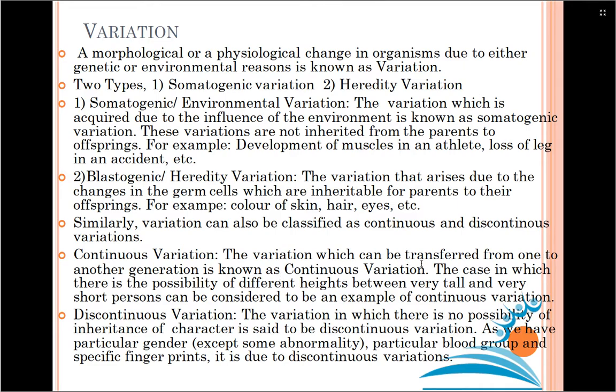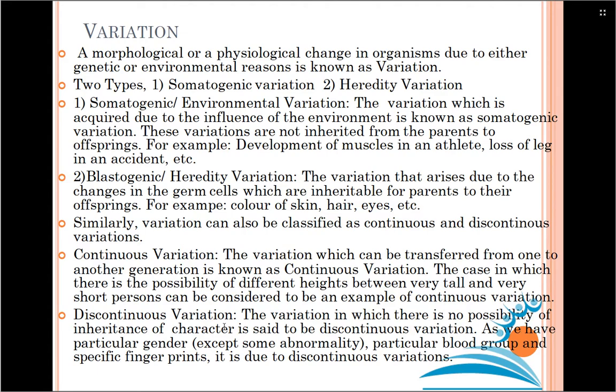So the variation which can be transferred from one generation to another is also called continuous variation. For example, you can see the difference between a very tall and a very short person. This variation goes on transferring to another generation. If both parents are tall, then their children will also be tall. If both parents are dwarf, then their children will also be dwarf. So this is continuous variation.